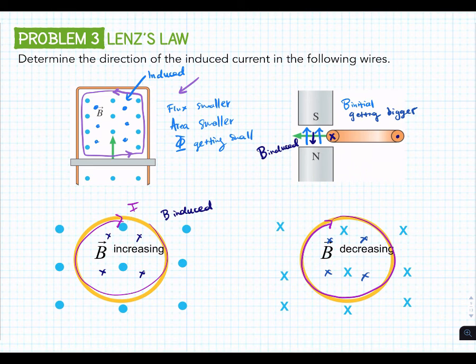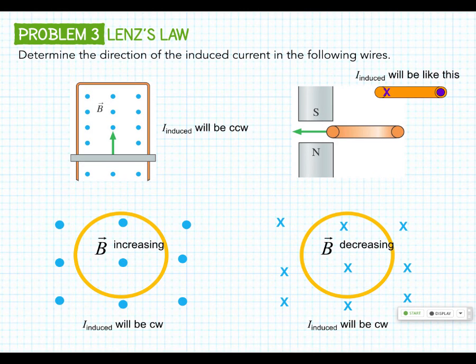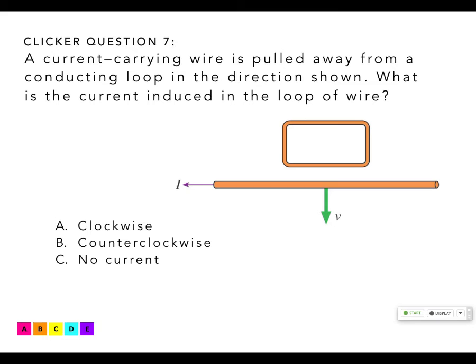Is that still involved in the right-hand rule, or are we going to something different now? So we still use Lenz's law to figure out which way the induced field's going to be, and then we use right-hand rule to get from there to the current. So we've just added another step to the right-hand rule. All right? Okay, clicker question.